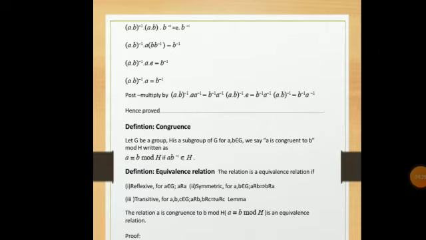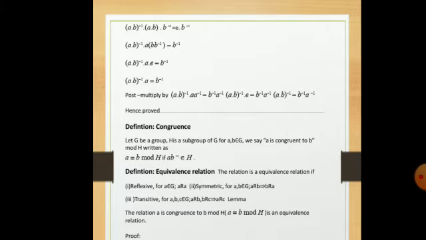Now, post multiply by B inverse on both sides. Then associate B and B inverse, we will be getting E. That is (AB)^-1 · A is equal to B inverse. Now, post multiply by A inverse on both sides.